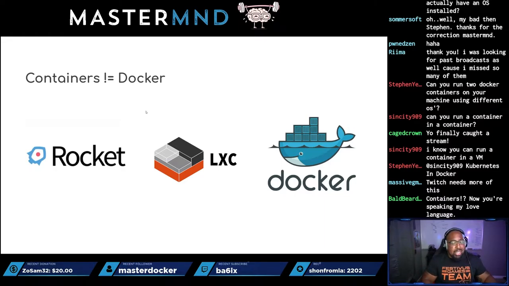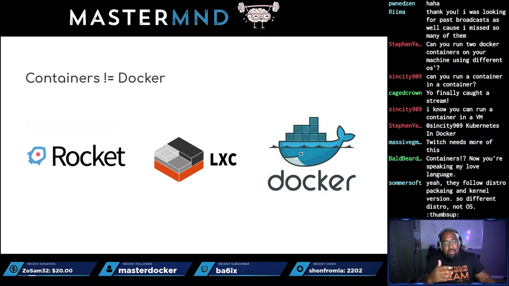Rocket being one. I've never used Rocket. I think it's RKT. I think it's a CoreOS product, not really sure. LXC, Linux containers, have been around for a while. I believe LXC was first, to be 100% honest. Docker's one. There are a bunch, there are a few others. A bunch have been popping up, to be honest.